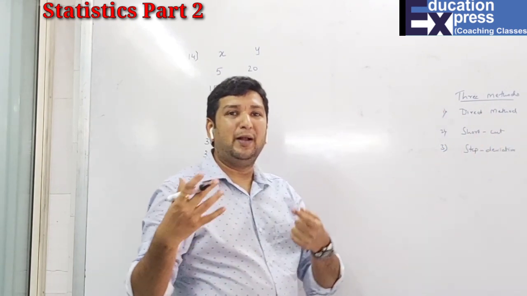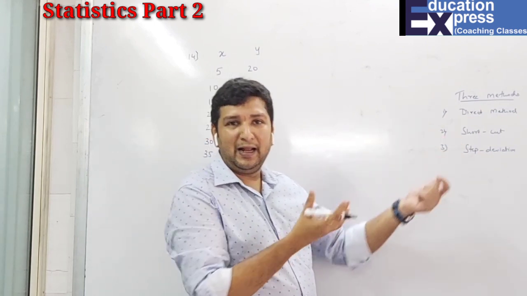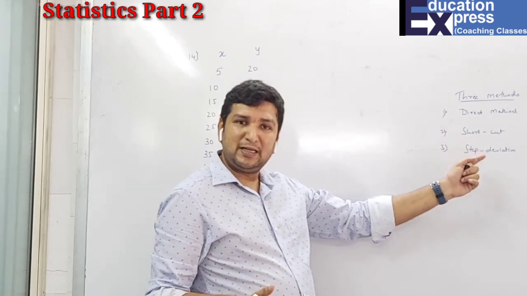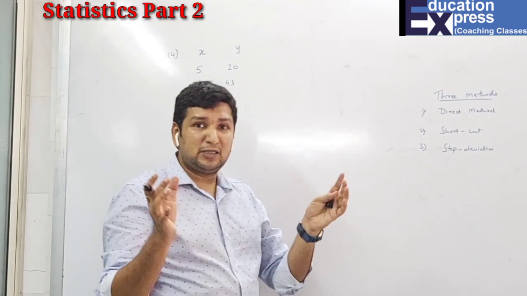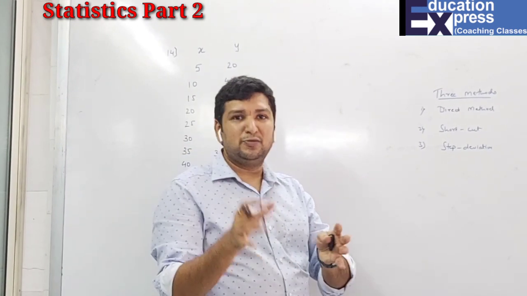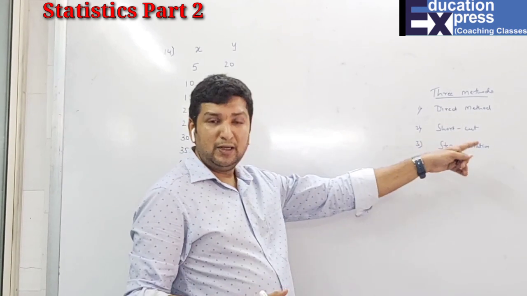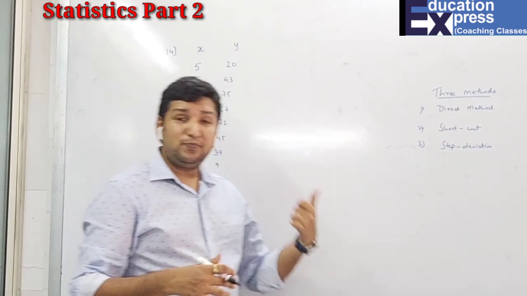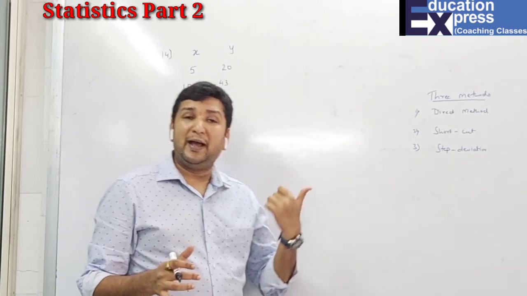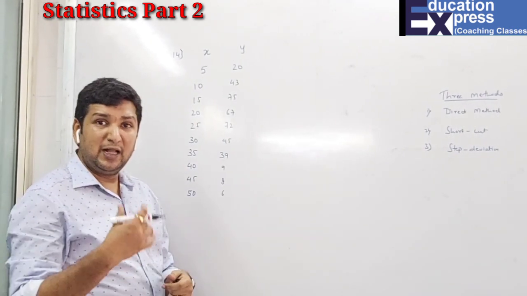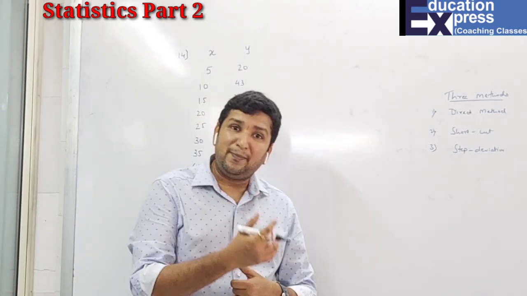I have told you that when they do not mention a method, normally I go for the direct method. You can go for shortcut also, or step deviation. As the name suggests, shortcut does not mean the sum is short, it means that the calculations will definitely be easy. And last is step deviation. So now in question 14 they have mentioned that they want it solved by the step deviation method. So first I will start with the step deviation method.